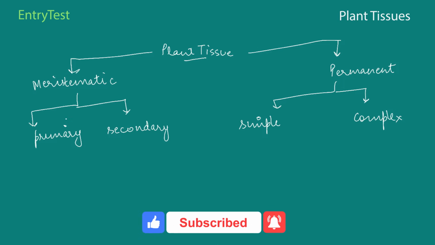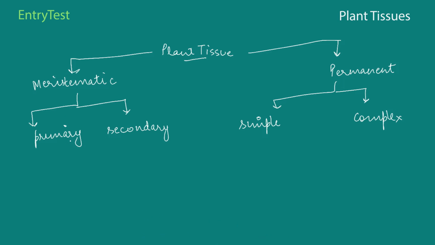Now coming to meristematic primary tissue, it is known as the meristem, and basically two tissues are there under this. One is the apical meristem and the other one is intercalary meristem. We'll be doing each one of these in detail in the video. Right now I'm just highlighting them in a form of a table so that it's easier to revise.